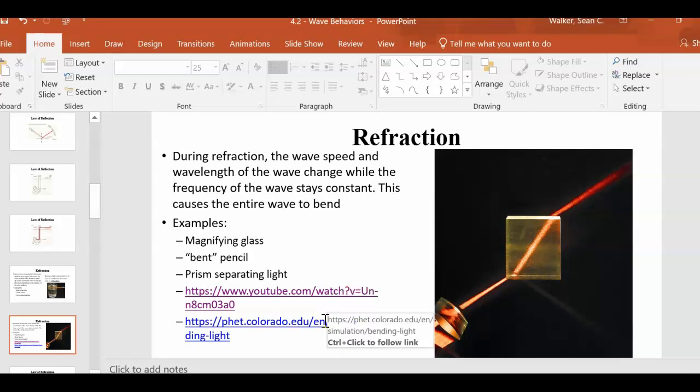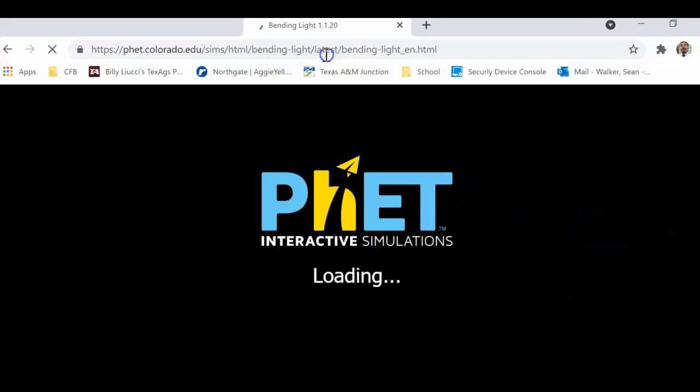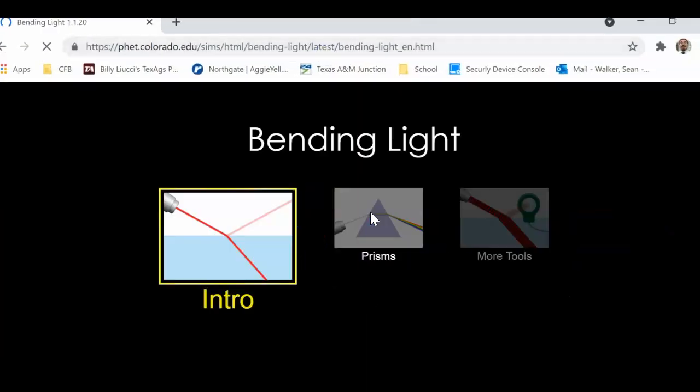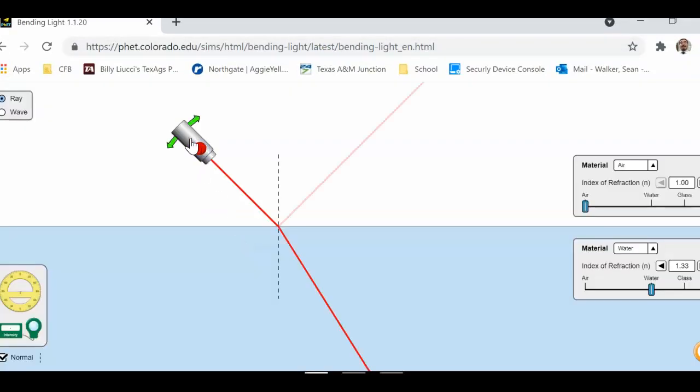All right, so I'm going to link a simulation that you can play around with if you want. Basically, the simulation allows you to simulate refraction. Just to show you what that looks like really quick, here you can turn on a laser that represents a light wave.